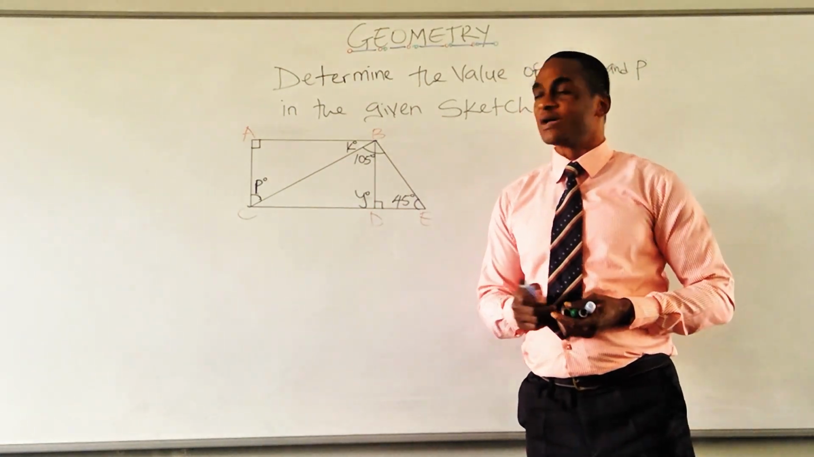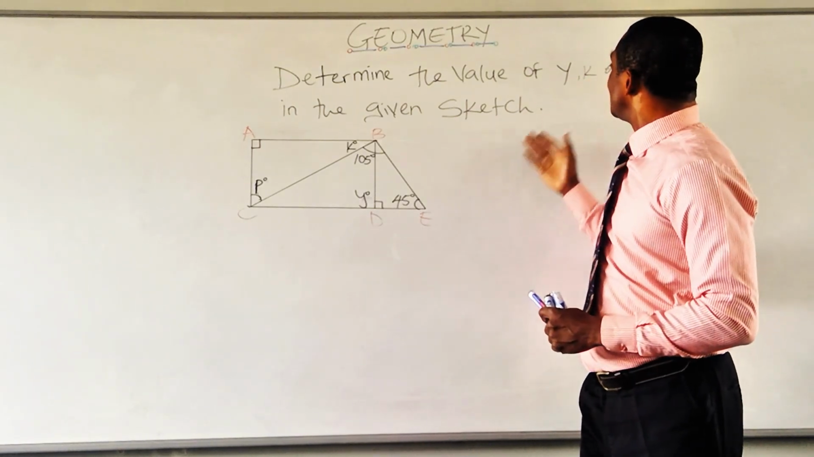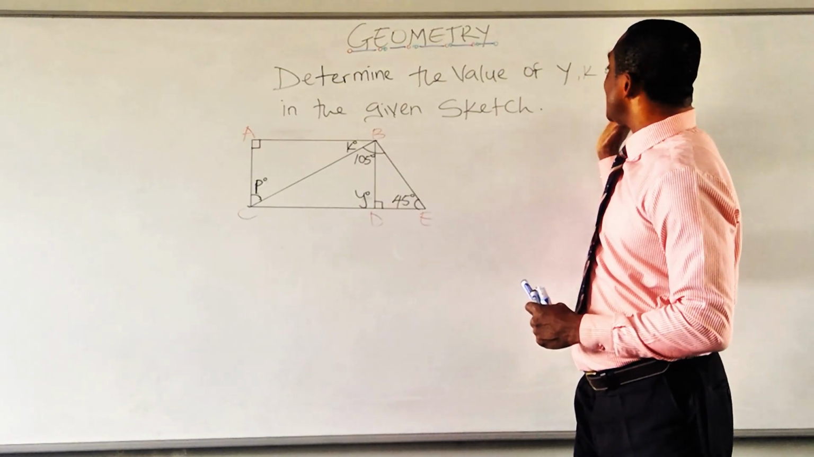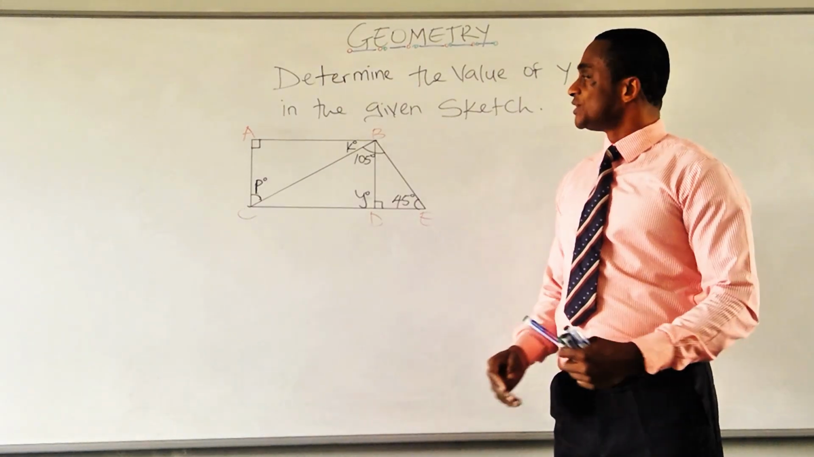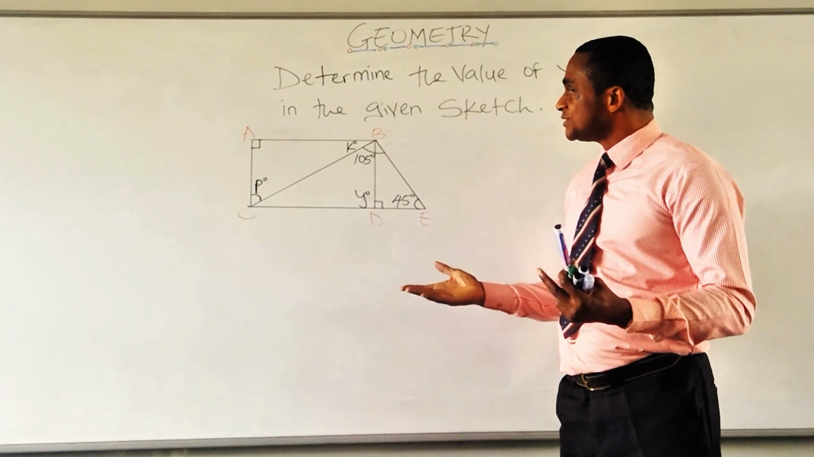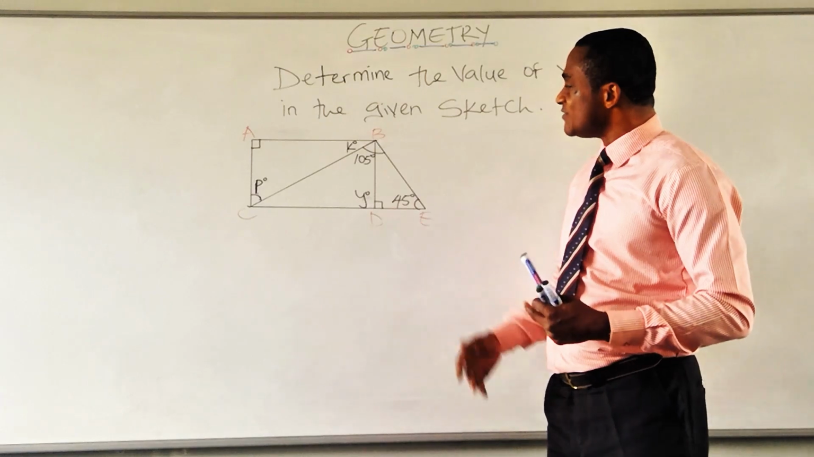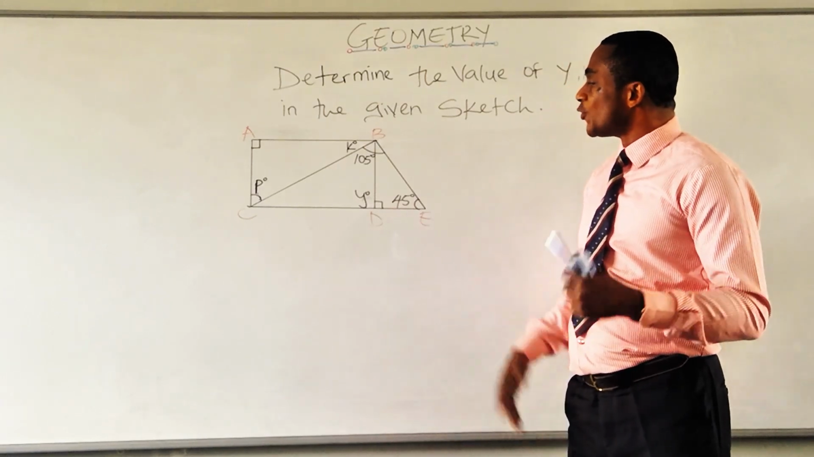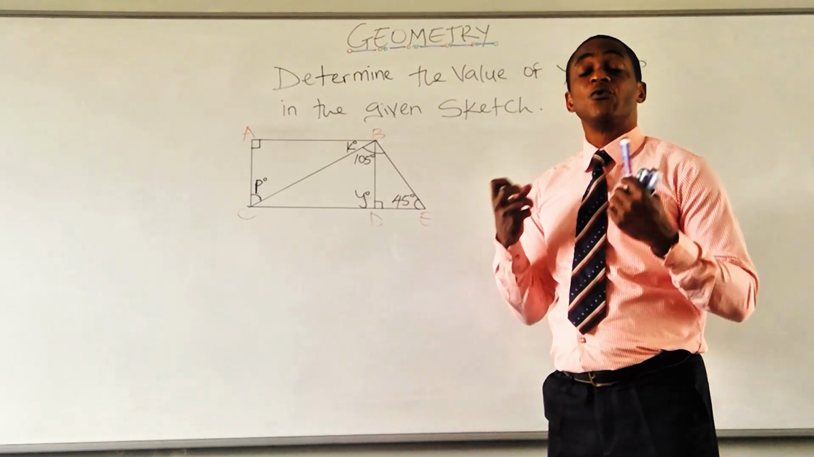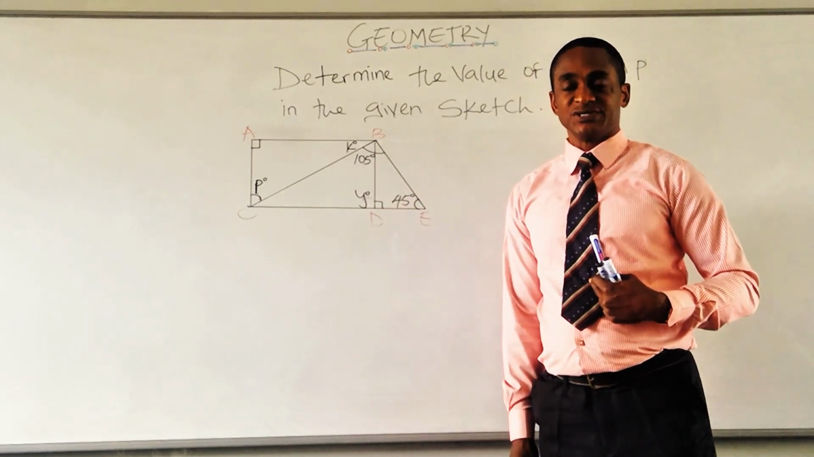Today we are going to look at another geometry problem that is asking us to look for the value of y, k, and p for the given sketch. Now we have a sketch here. Unfortunately, nothing was denoted here in terms of being parallel to each other, so we have to be extremely careful. We have to work basically on the principles of triangles here.